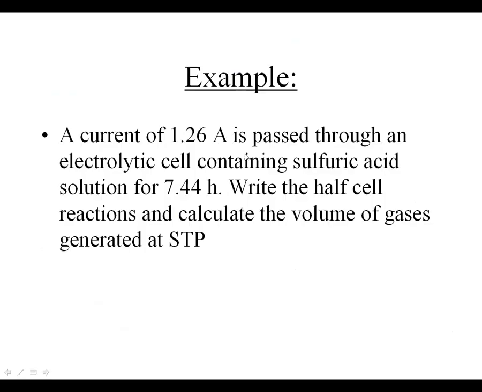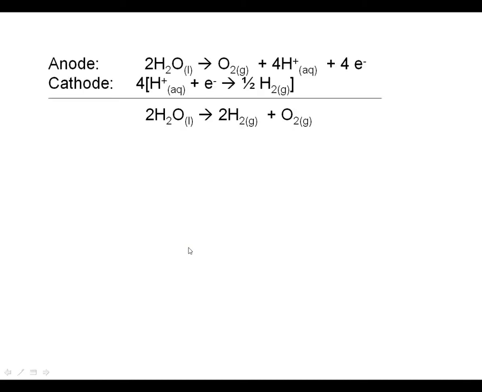So if we run a cell at 1.26 amps and it's passed through for 7.44 hours, we want to know, you can write the half reactions and calculate the volume of each of the gases at STP. So I'll give you a second to do that, and what I'll do for you is also give you the reactions, which I think are on your notes. So those are the half reactions there, so I'll let you pick up with the problem.